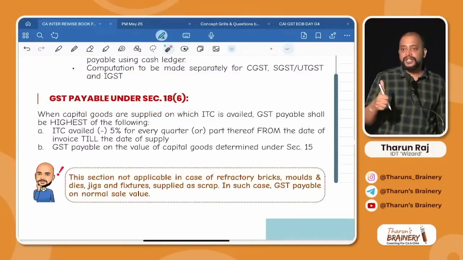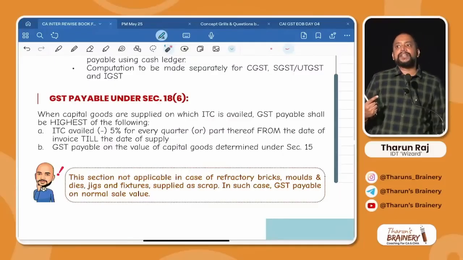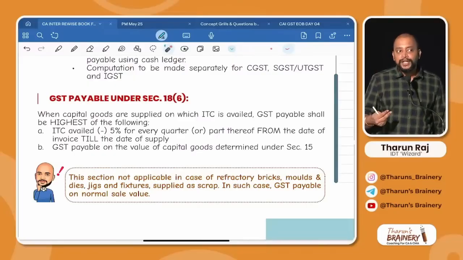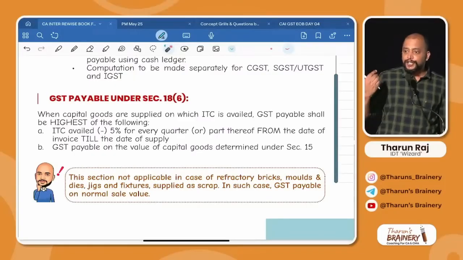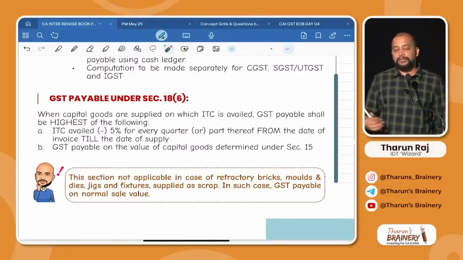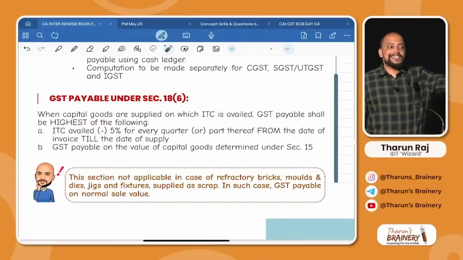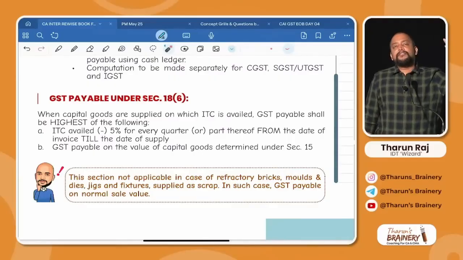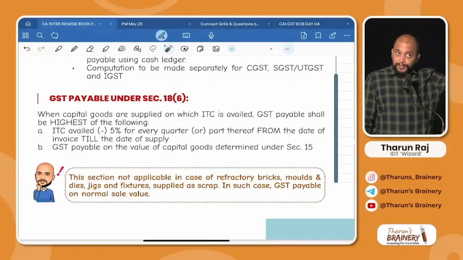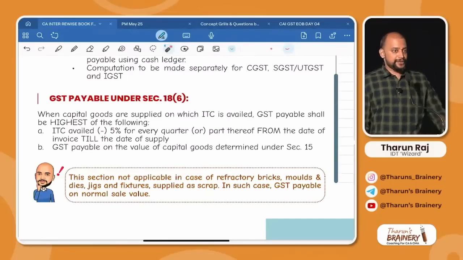So tell me, when will 18 subsection 6 come? You have purchased some capital goods. On purchase of those capital goods, you have availed the ITC. Thereafter, you have disposed them off. Now, how much will be the GST payable? See there, what are they telling? First you see how much is the ITC availed. Minus 5% for every quarter or part thereof from the date of purchase till the date of disposal, you reduce it.